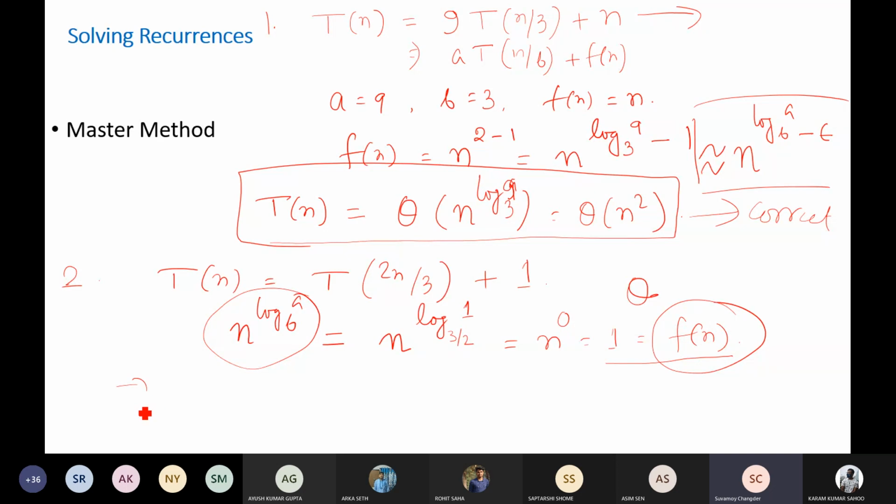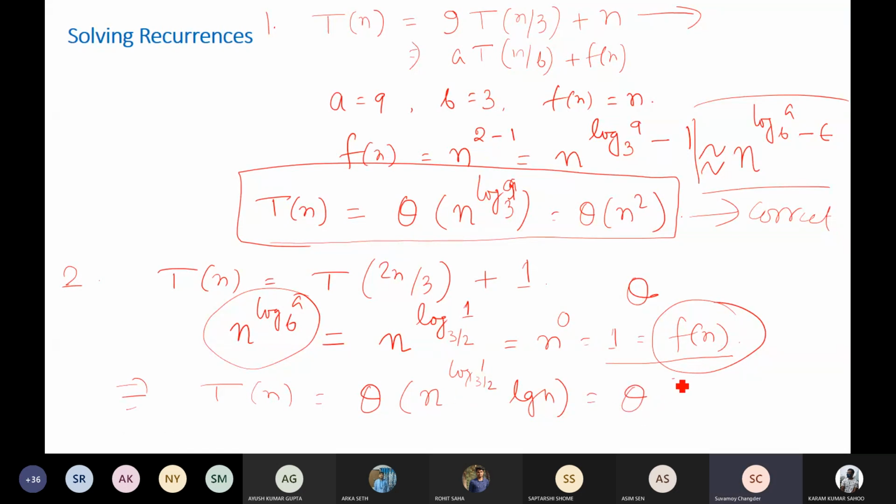So by applying case 2, we can write that T(n) is equal to theta of n to the power log a base b times log n. So this value is 1. Therefore the solution is theta of log n. Again, you can check this value by using the iterative method or substitution method.